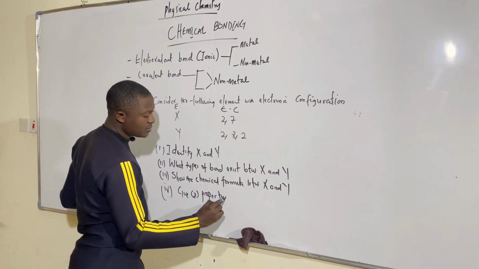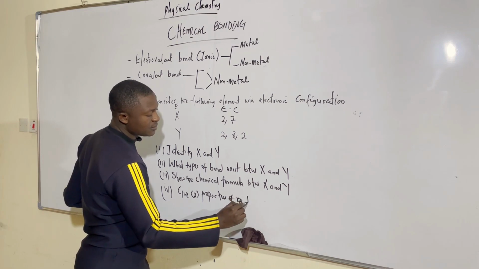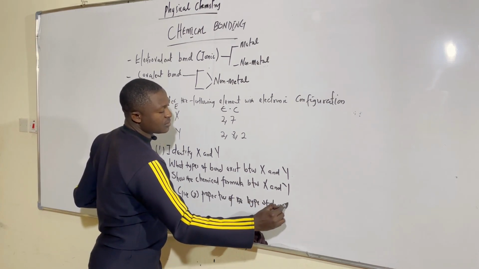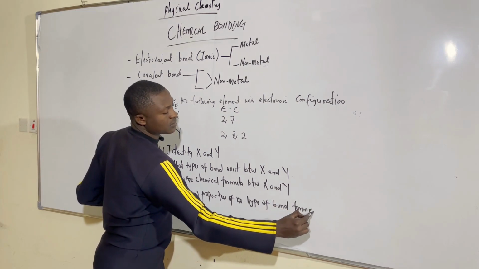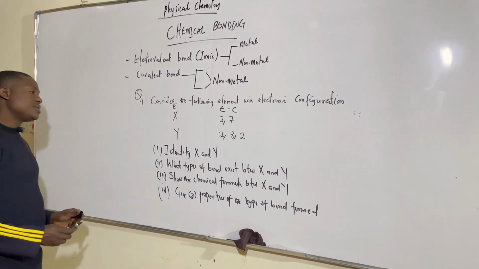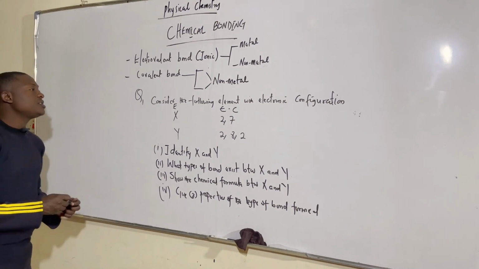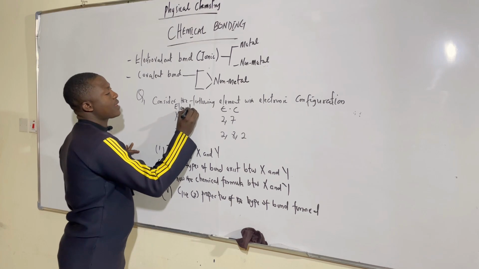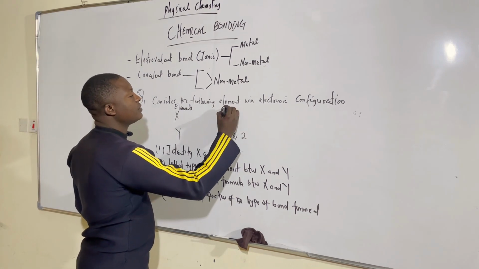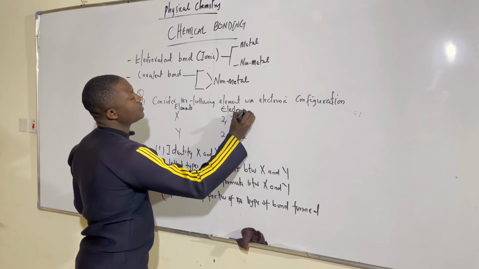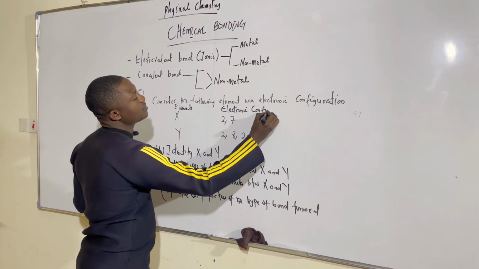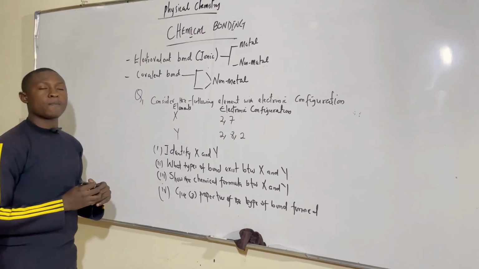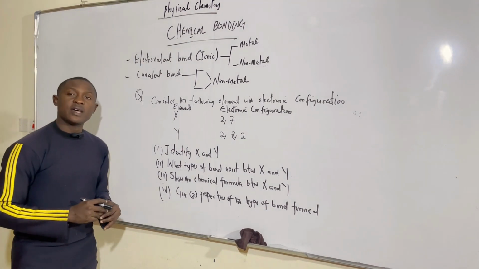Give 3 properties of the types of bond formed. So let's see how we're going to deal with this. Just simple and straightforward. This is the element, and we have the electronic configuration. So how are we going to go with that? The first thing to be considered, the first question, says we should identify elements X and Y.